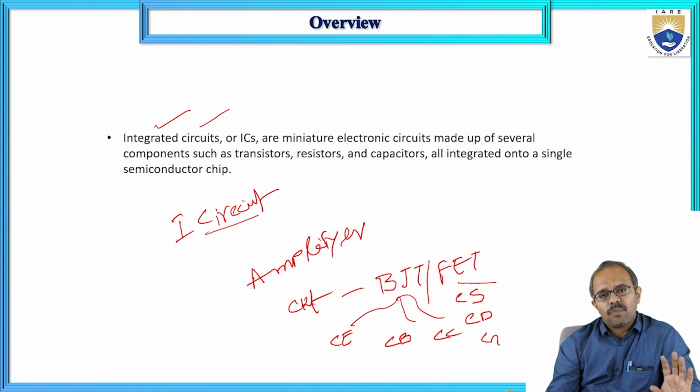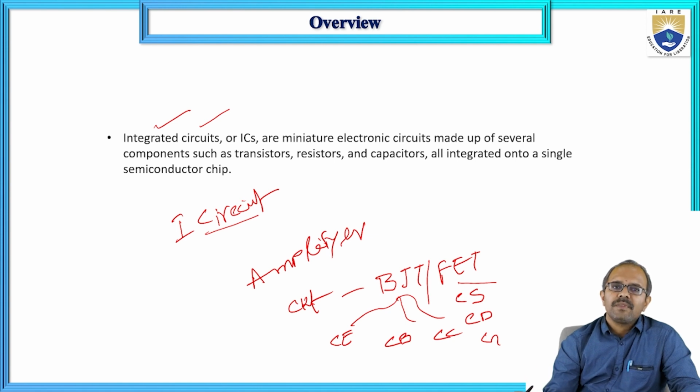We know that a basic amplifier can be common emitter configuration, common base mode, or common collector mode. If you come to the FET based amplifier circuit, it can be common source, common gate and common drain, right? What are all these things? They are fundamentally circuits.